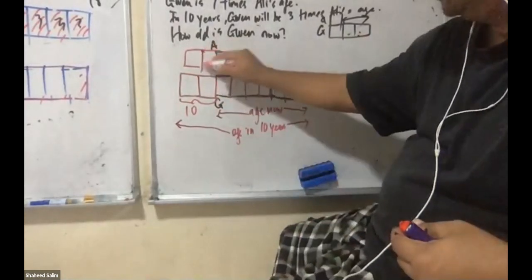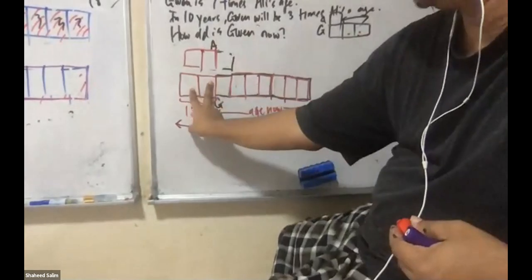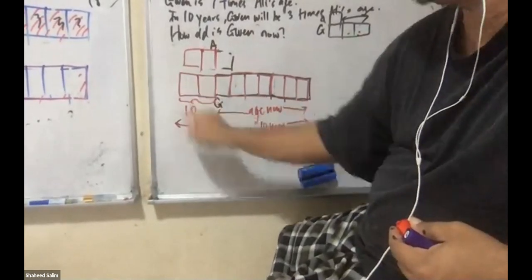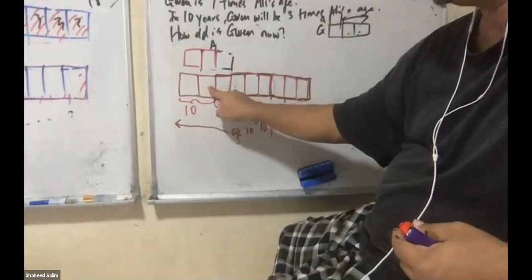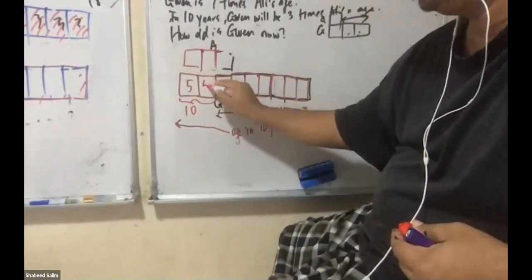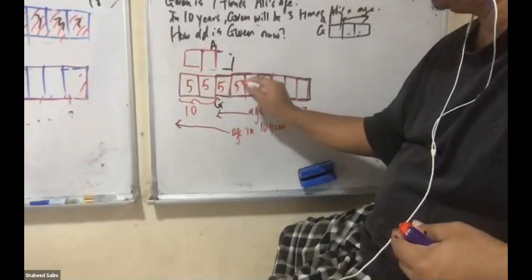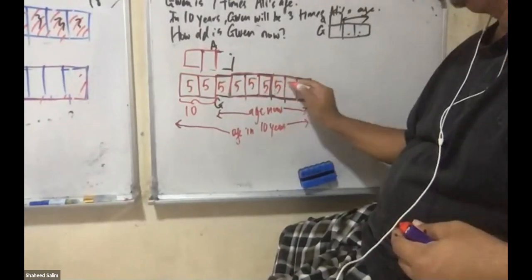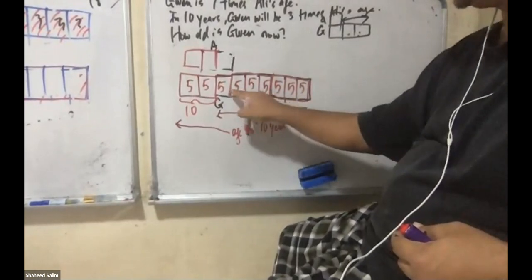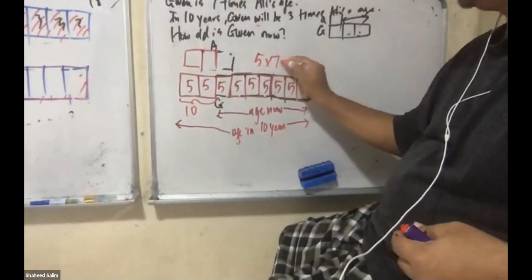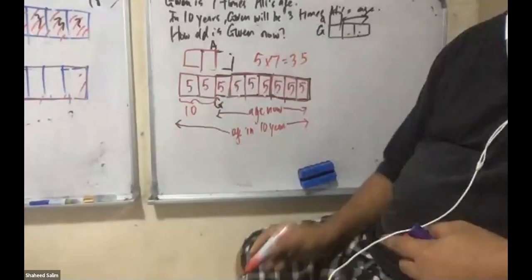Okay. So where do we get these 2 extra squares? This is 10 years have passed. 10 years is for 2 squares. So 1 square is 10 divided by 2, gets 5, 5, 5. All these are 5. So Gwen's age now is 1, 2, 3, 4, 5, 6, 7. 5 times 7, 35 years old now.